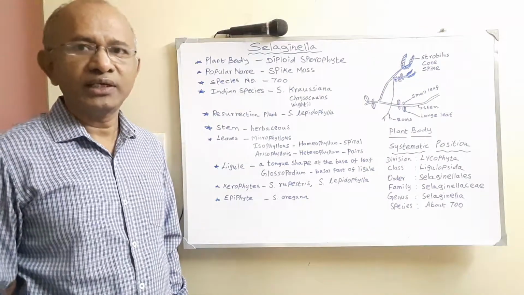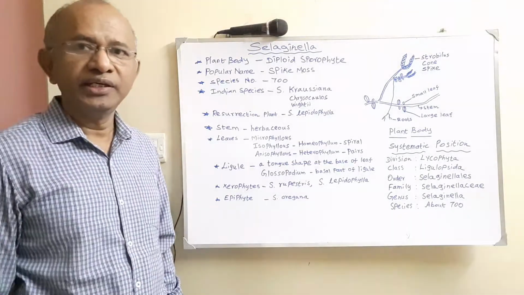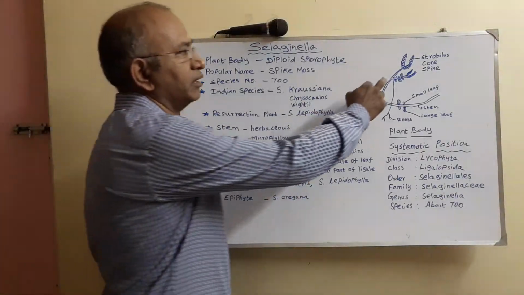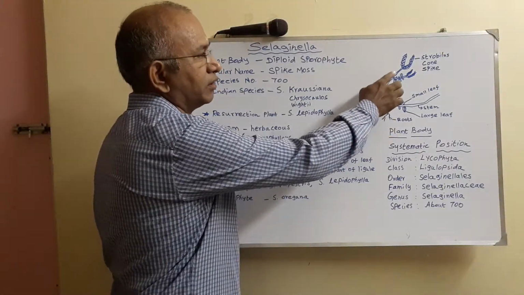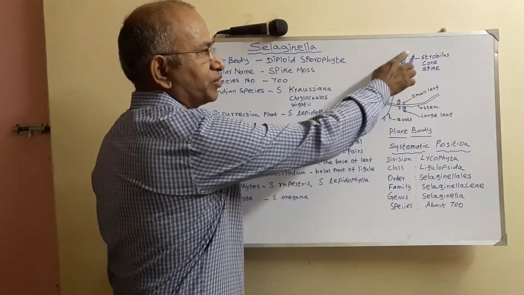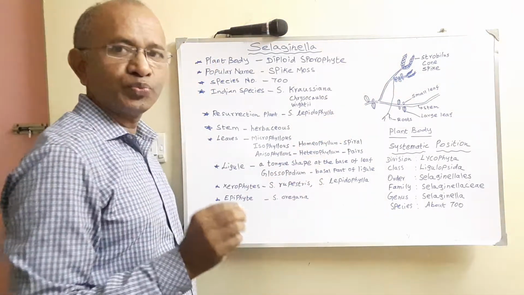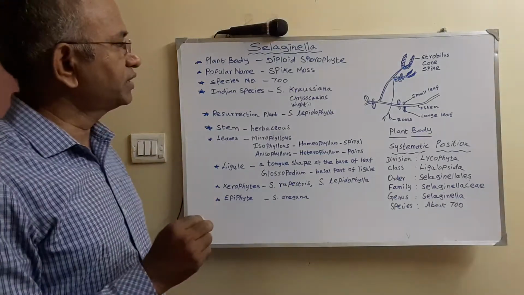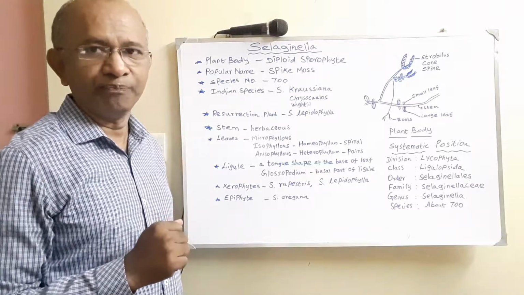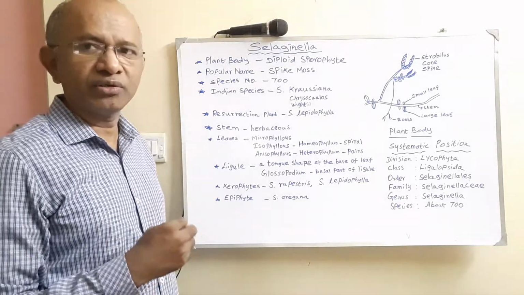This particular Selaginella is popularly known as spike moss, because if you see the plant body, at the tip of one particular branch you can see a spike-like structure or a cone-like structure. That is why it is popularly known as spike moss. In Selaginella, so far 700 species have been identified. Among the 700 species, certain species are common in India.